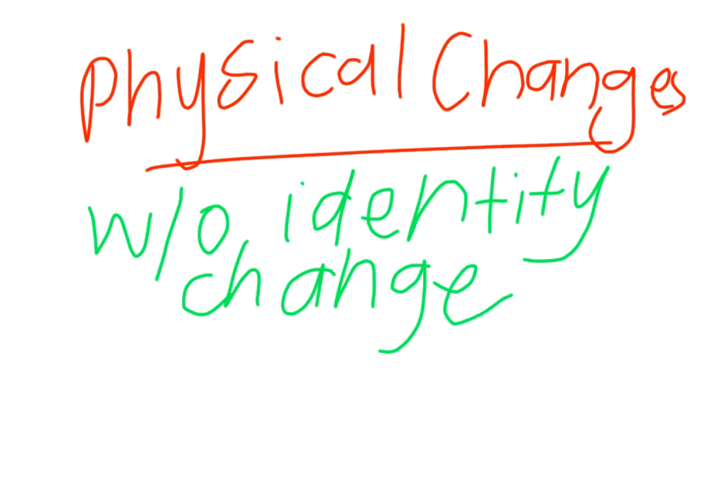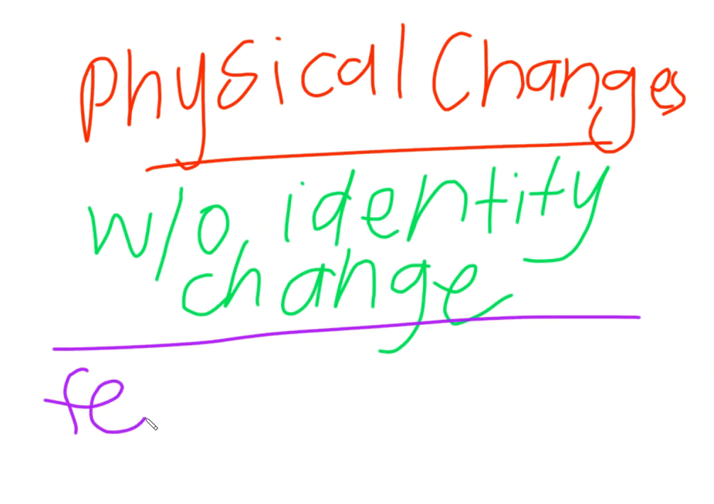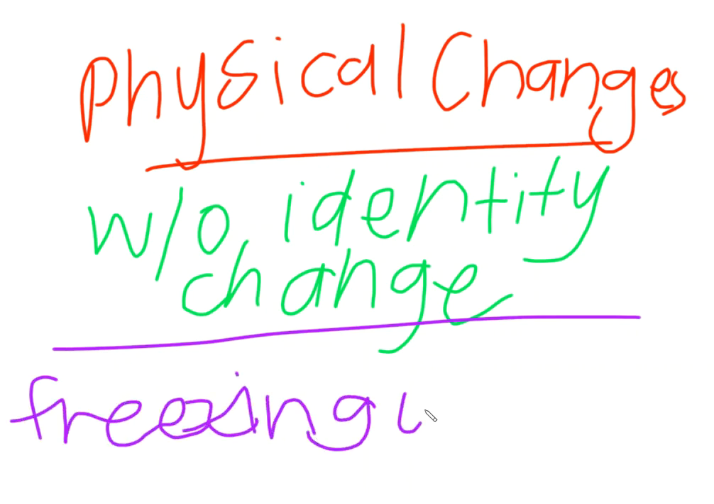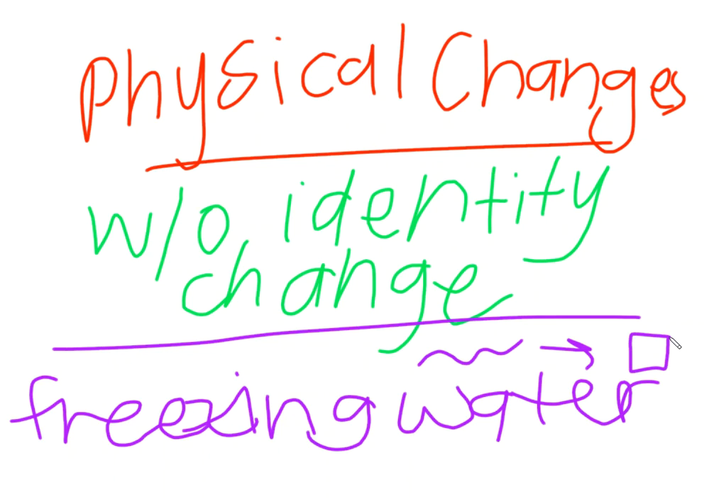Some examples of a physical change would be, let's see, freezing water. It's not a color change. It just went from a liquid to a solid. So that's something we observe without an identity change. For example, water, H2O, if you freeze it, it will still be H2O. So that is not an identity change.